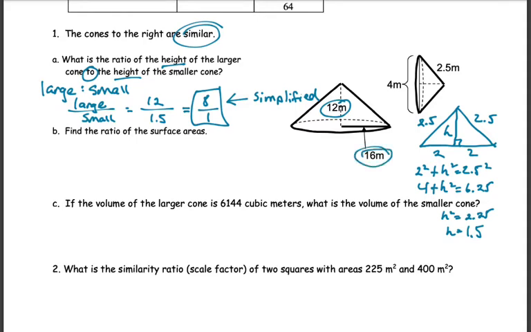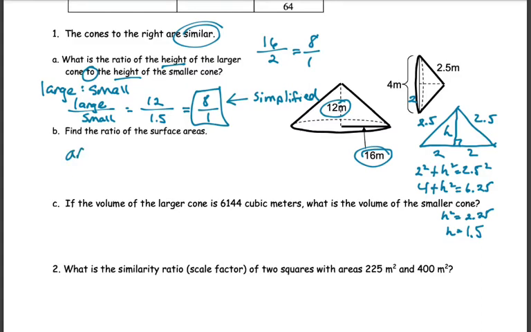So the radius of the big one was 16. The radius of the smaller one was 2. So I could have done 16/2, which also simplifies to be 8/1. If those figures are similar, then the radius ratio should be the same as the height ratio. So just another option.